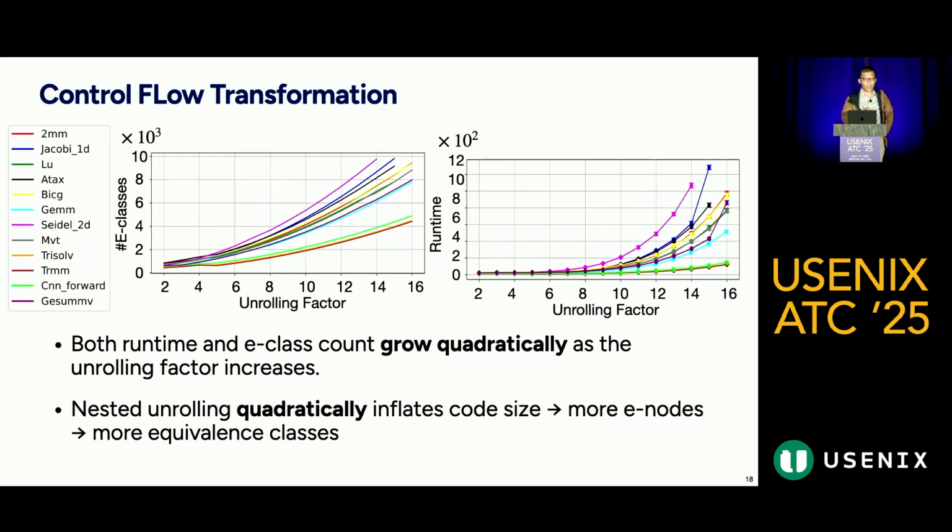This is the nested unrolling control flow transformation. Each point on the x-axis is the unrolling factor for the nested unrolling. It means we will first unroll by factor k, and we will unroll the result again by the same factor k. The k is from 2 to 16. We can see both the runtime and the E-classes count grow quadratically as the unrolling factor increases, because our code size also increases quadratically.